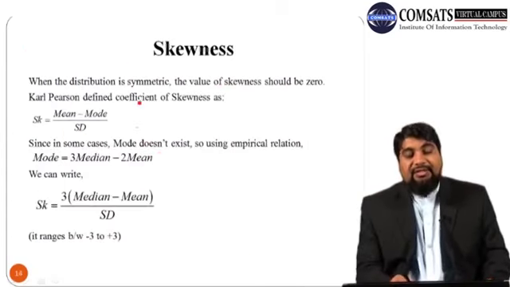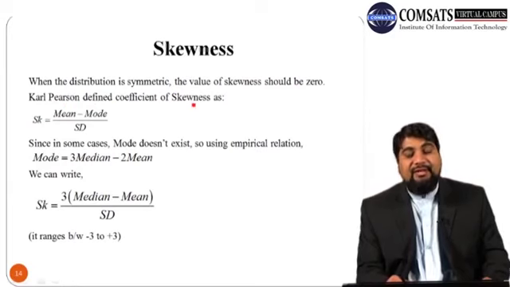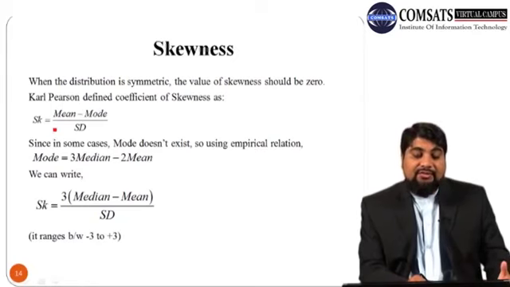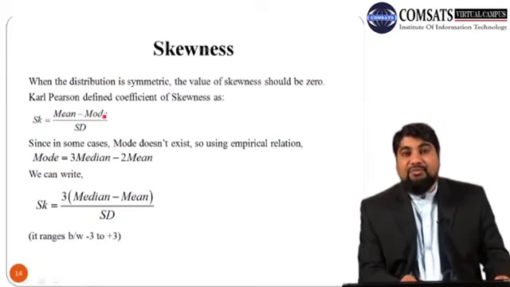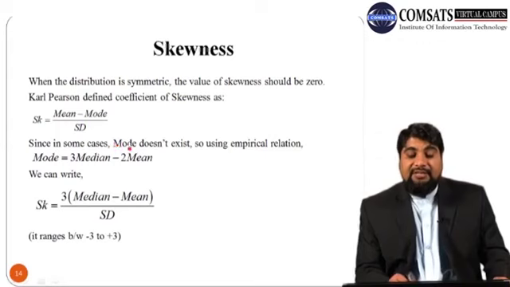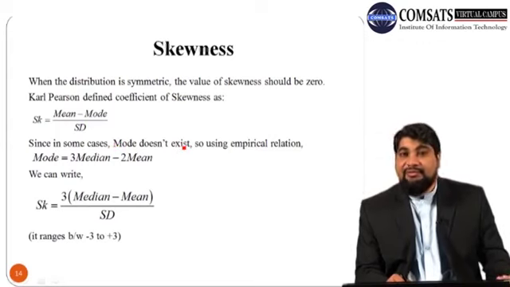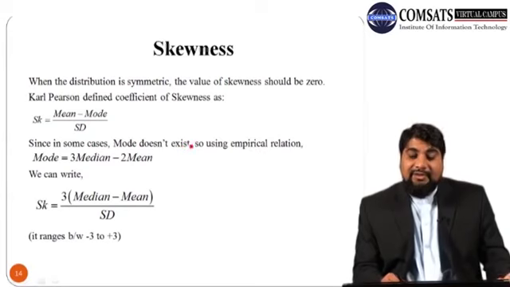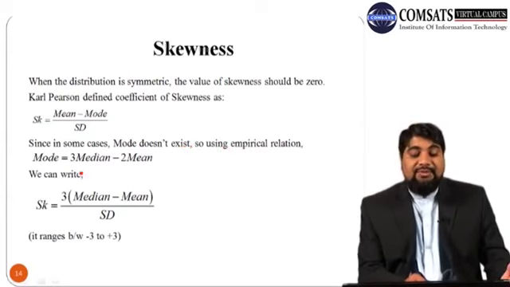So when the distribution is symmetric, the value of skewness should be 0. According to Karl Pearson, the coefficient of skewness can be measured as skewness is equal to mean minus mode over standard deviation. But since in some cases mode does not exist, as we have discussed in our earlier lectures, using the empirical relationship, that is mode is 3 times median minus 2 times mean, just replace this mode by this relation, 3 times median minus 2 times mean, here.